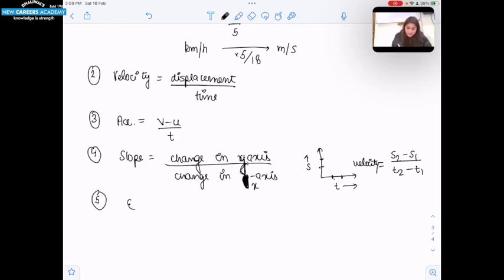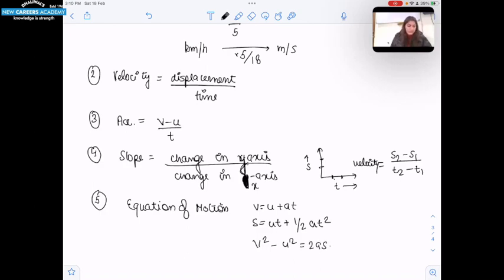Next we have 3 equations of motion. So 3 equations of motion are V is equal to U plus AT, S is equal to UT plus half AT square, and last is V square minus U square equal to 2AS.